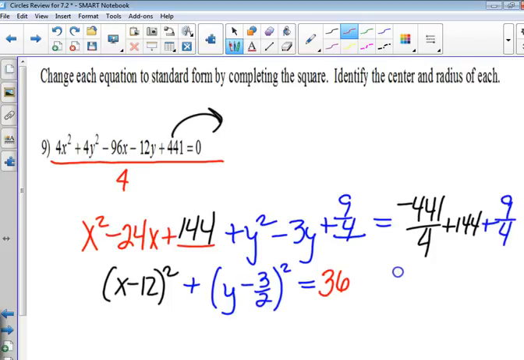All right, so last one, center. You can write 1.5 or 3 over 2, anything that's equivalent. And the radius. All right, we good?